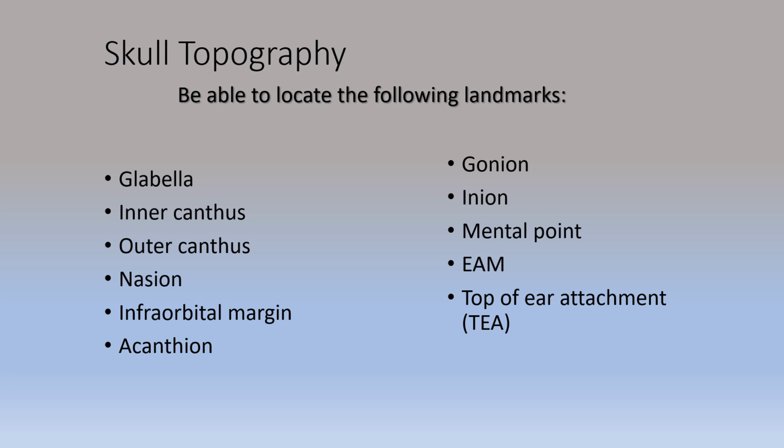So the gonion is the angle of the mandible. It's the corner of your jaw, kind of underneath your ear, but a little bit anterior to that. Okay, that's the gonion. The inion is also the external occipital protuberance. Remember the back of your head when we covered the occipital bone just a couple slides ago? It's the bump right where the back of your head meets your neck at the mid-sagittal plane.